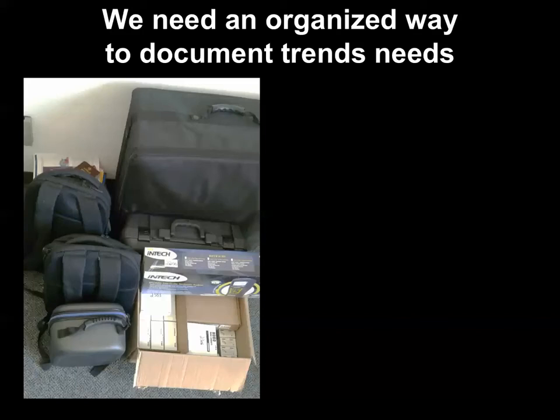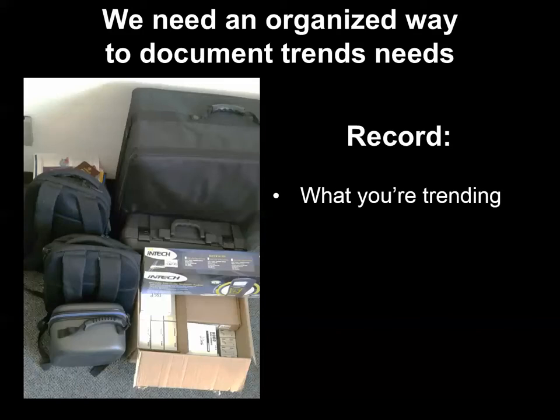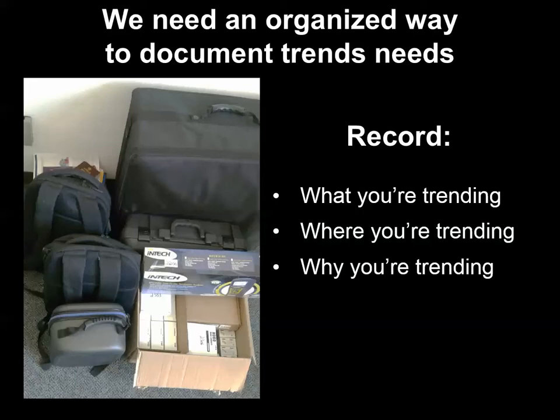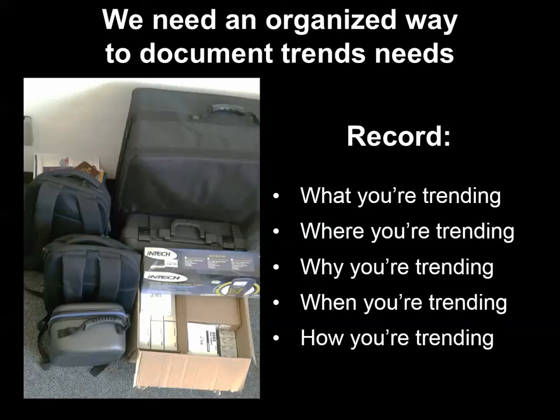We want to understand and document the following key pieces of info: what you want to trend, so what systems or processes are of interest; where you're trending, so physically where the logger goes or where the data comes from; why you're doing the trending. Is it part of some energy conservation measure or perhaps to track down some comfort or O&M problem? When you're trending, so when to start, how long to collect data, and at what sampling interval. And finally, how you're trending, whether to use BAS or loggers, and what BAS points or logger types to use.